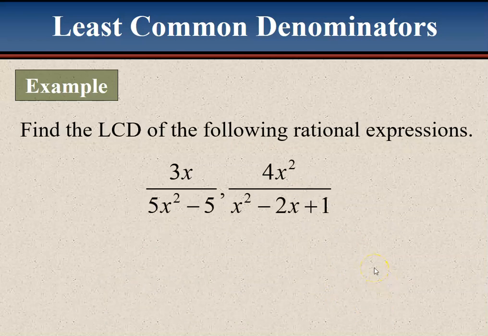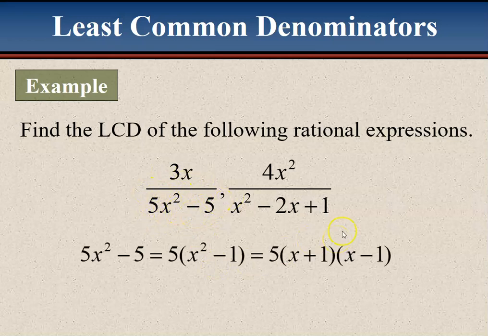Another example. We have 3x over 5x squared minus 5 and 4x squared over x squared minus 2x plus 1. So what are the factors of the two denominators? Here the common factor is 5, right? You take out 5, so you will have 5 times (x plus 1)(x minus 1).